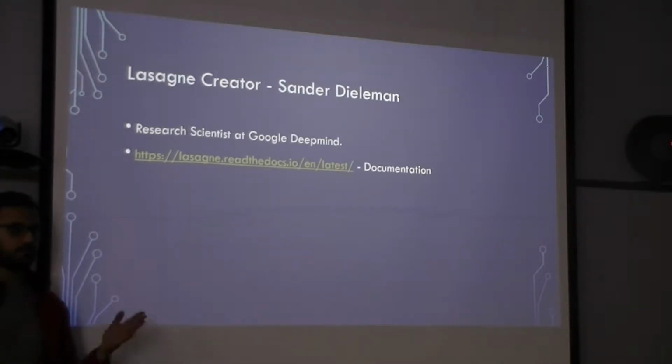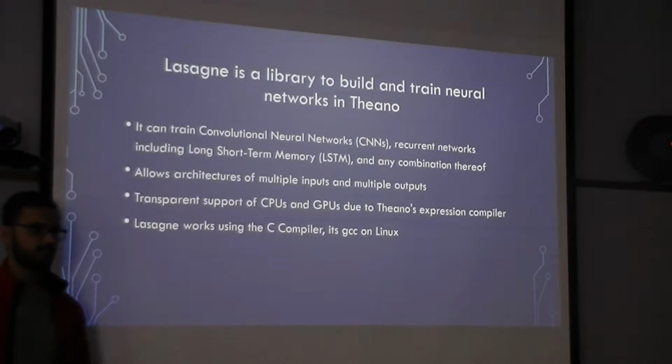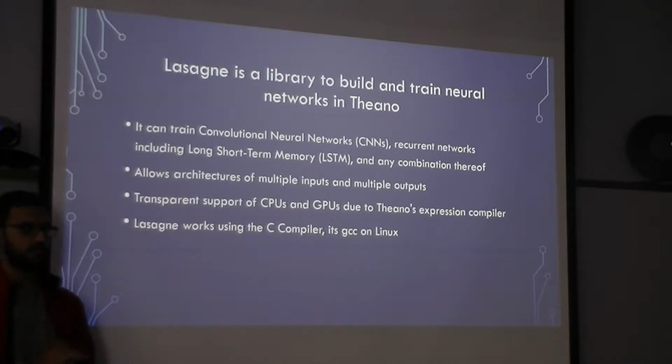It basically works on Python 2.7 to 3.4. It can work on all kinds of neural networks, from the very simple basic ones to CNNs, RNNs, and LSTMs. It supports multiple inputs and multiple outputs. Theano, the library before last that we learned about, works on GPUs, and Lasagne completely depends on Theano, so it works pretty well with GPUs.